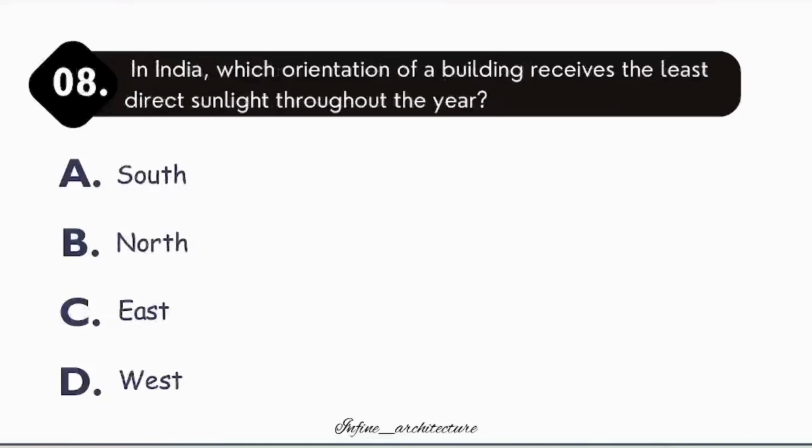Next question, question number 8. In India, which orientation of a building receives the least direct sunlight throughout the year? The options are A south, B north, C east, and D west. So the right answer will be option number B, north.